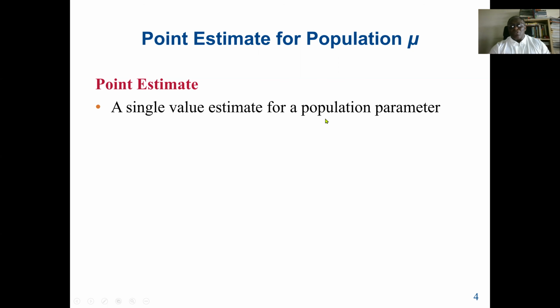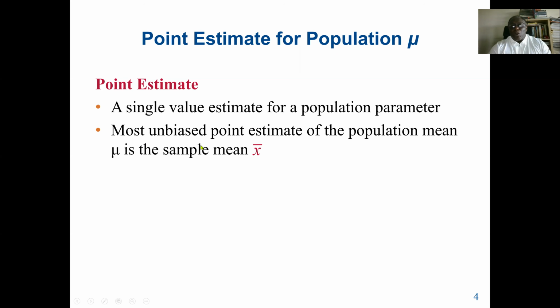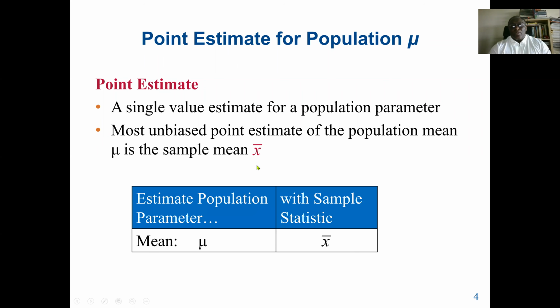So here I'm finding a single value. That is the point estimate, a single value. I find the mean of the sample, one single value, and now it's okay, the population of over 10 million has the same mean. So here we say the most unbiased point estimate of the population mean is the sample mean. And again, we have the symbols: for the population parameter, the mean is mu. The sample statistic is x bar.